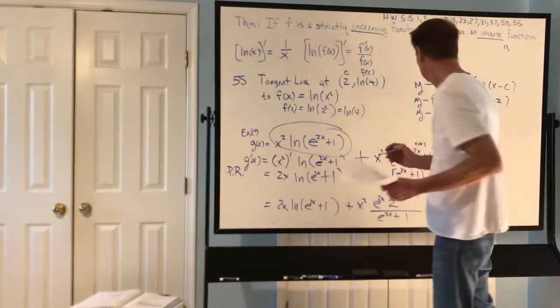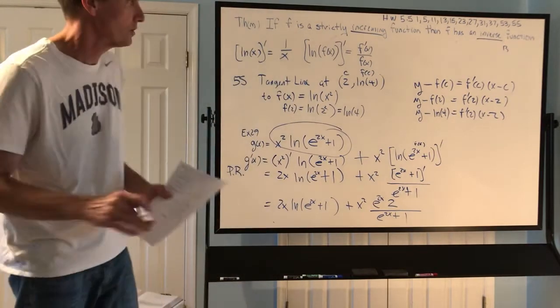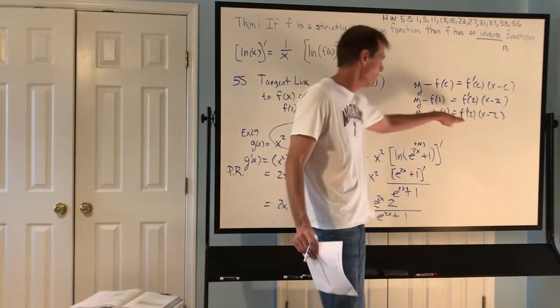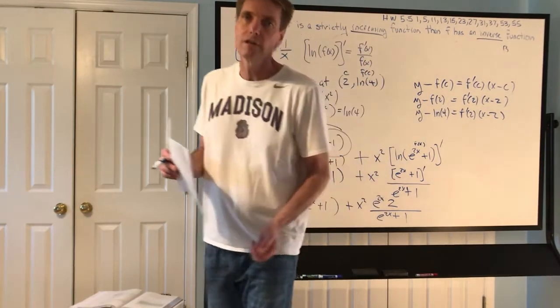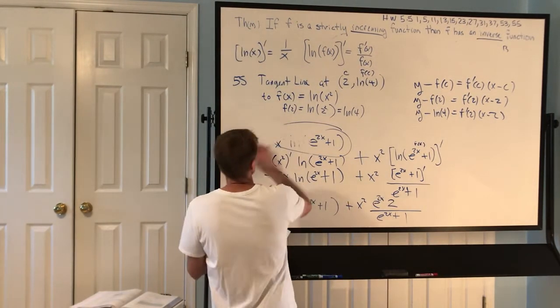So now I'm there. Am I done? And of course, you're like, no. You still need to find the slope. You still need to find f prime of 2. So let me get rid of this exercise.